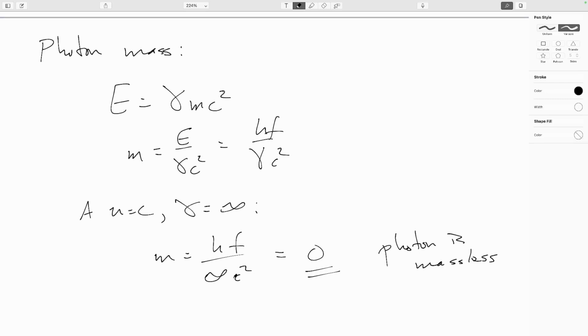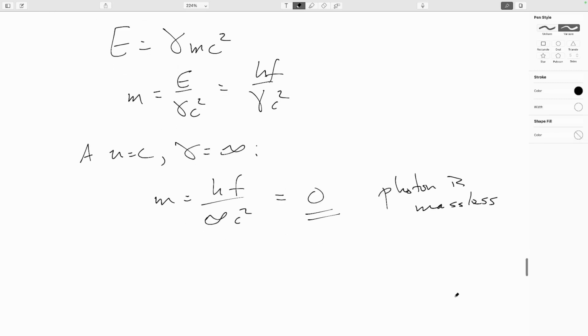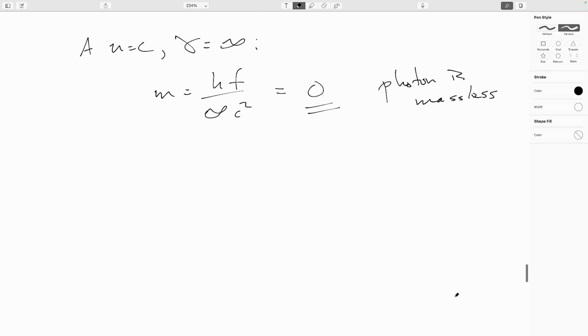And yes, I know this is very sloppy math. You should be doing it as a limiting argument, but the answer stands. However, the photon does have momentum.